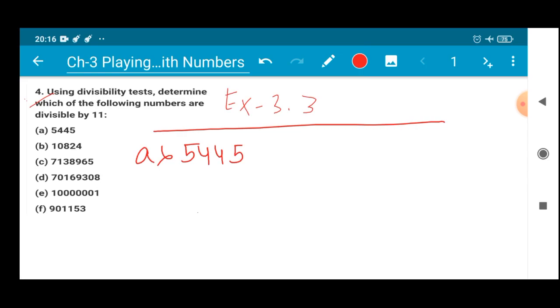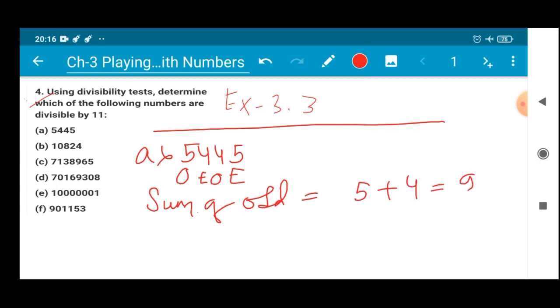What we have to do is differentiate the odd and the even positions. The first position is odd, second position is even, then odd, then even. We have to find the sum of odd positions. The sum of odd positions is 5 and 4 is 9, right? Similarly we will find the sum of even positions. The numbers in the even positions we have to add. So the even positions here give 4 plus 5, which is equal to 9.